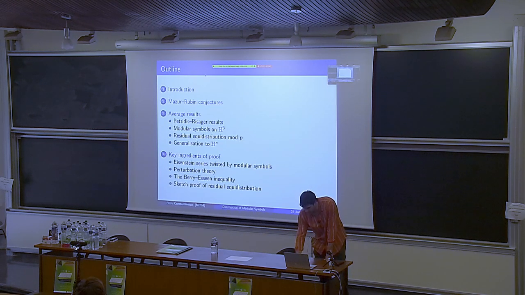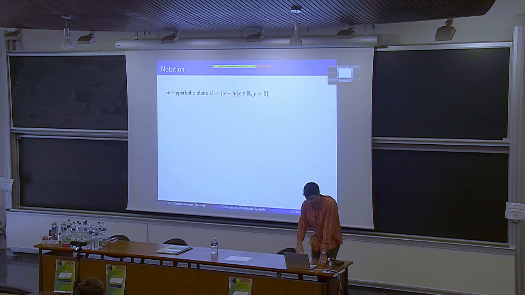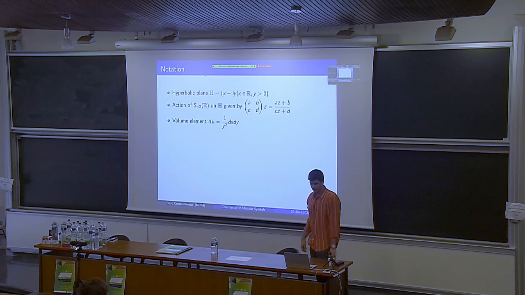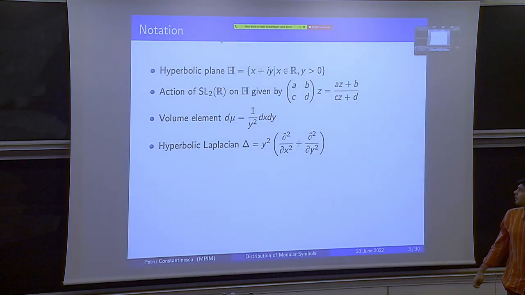Okay, so with this out of the way, let's introduce quickly some notation so we are all on the same page. So I have the usual hyperbolic plane, x plus iy, where y is positive. The isometries of H are given by SL_2(R), the linear fractional transformations, and the usual volume element. And the hyperbolic Laplacian acting on hyperbolic space, which of course commutes with the action of all the isometries.